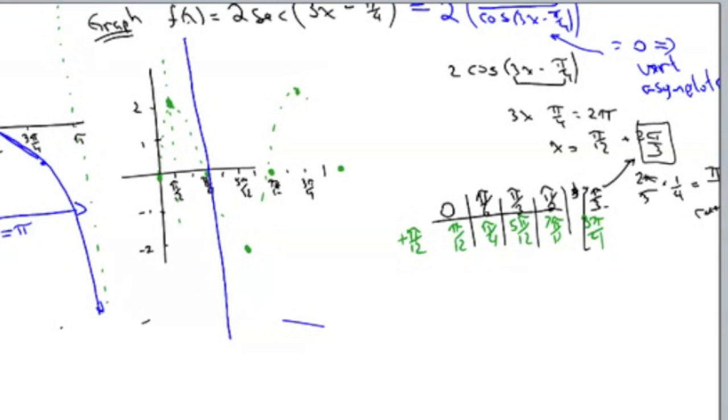Why is it back at 0? Wouldn't it be at negative pi over 12? Huh? No. Oh. Yeah, you're right. Be quiet. There. Is that better? Yes. Okay.